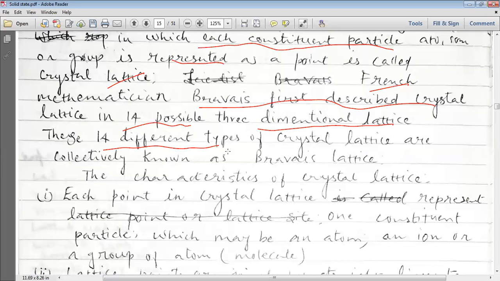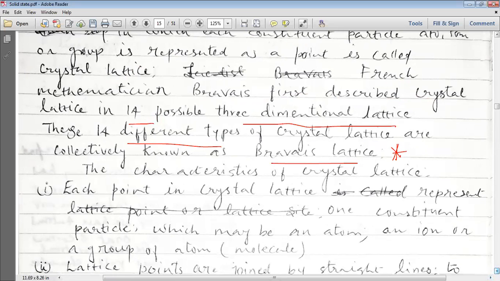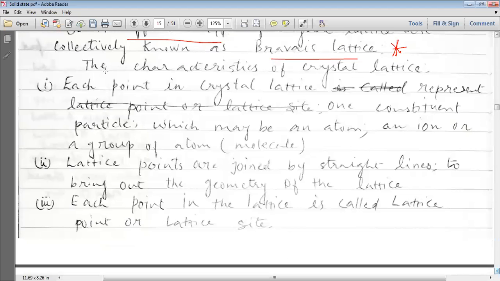These 14 different types of lattice are collectively known as the Bravais lattice. So if you are asked the definition of the Bravais lattice, you can write that French mathematician Bravais first described crystal lattices in 14 possible 3-dimensional lattices. These 14 different types of crystal lattice are known as the Bravais lattice. This is how you can define the Bravais lattice.